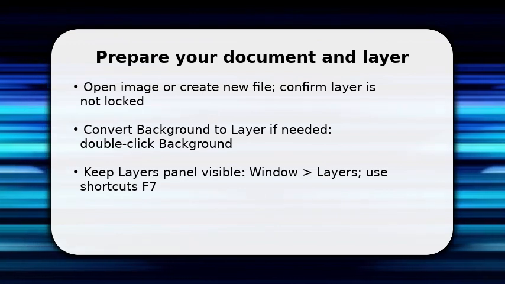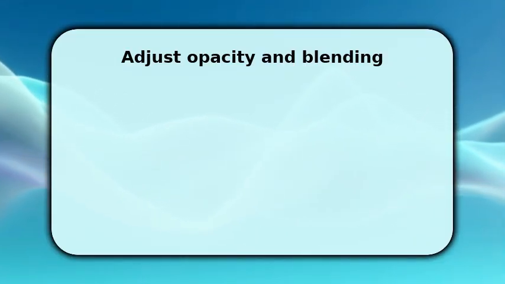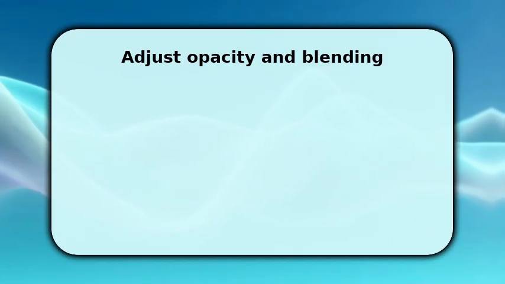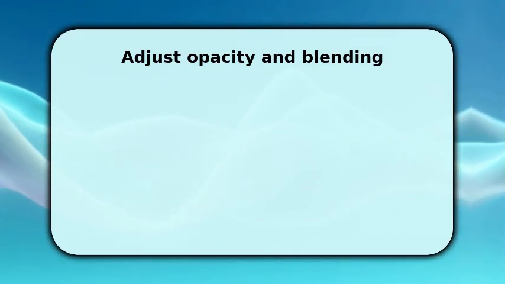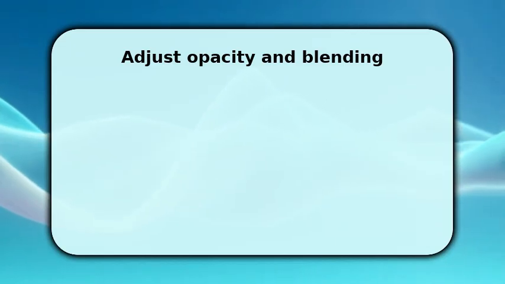Now you change the layer's overall transparency using opacity in the Layers panel. Drag the slider to 50% or type a value for precision. If you use layer styles and want effects to remain while content becomes transparent, lower fill instead of opacity. Fill affects pixels but not styles.